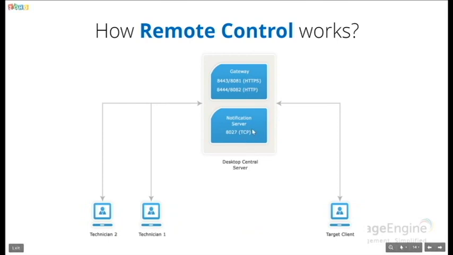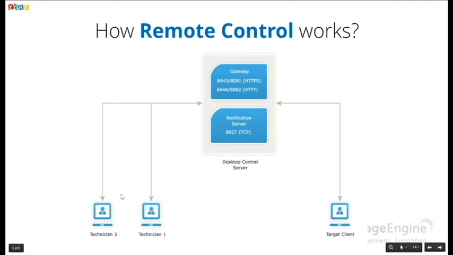So it listens to the request and sends the request to the target client, where we have a Desktop Central agent running. The agent listens to the request and initiates the remote control service, which captures the images and sends them back to the Desktop Central server, where the gateway listens to that and forwards it back to technician one. So in the viewer machine, which is technician one, he can see the target machine desktop.